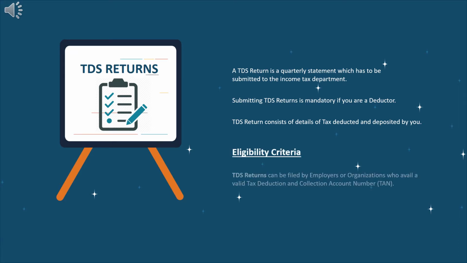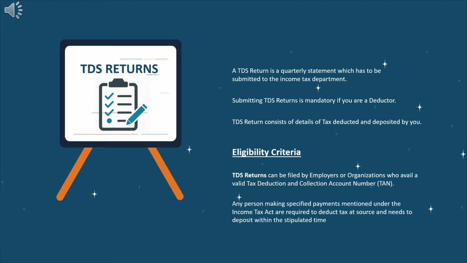Eligibility criteria. TDS returns can be filed by employers or organizations who avail a valid tax deduction and collection account number, TAN. Any person making specified payments mentioned under the Income Tax Act is required to deduct tax at source and needs to deposit within the stipulated time. Through TDS, some portion of your tax is automatically paid to the Income Tax Department. Thus, TDS is considered a method of reducing tax evasion.